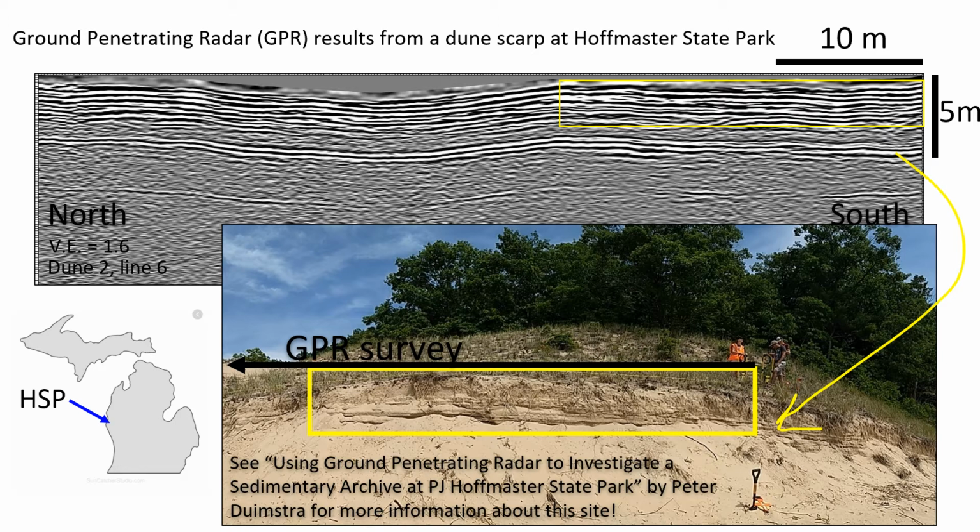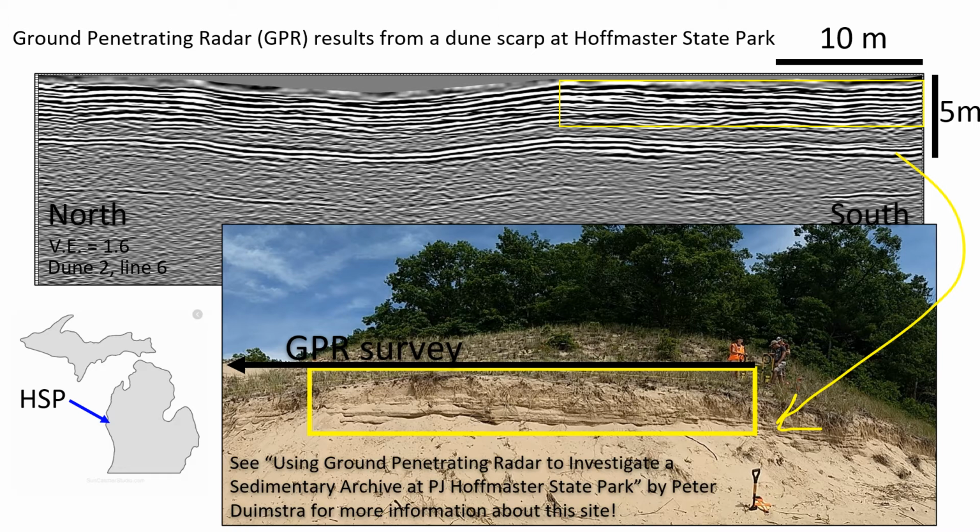These black and white lines are the data. They're called reflections. We interpret these reflections as the layering of the dune sand. Because when comparing the data to the exposure, like comparing these yellow boxes, we can see the same structure pattern. It's not just a homogeneous pile of sand. The wind has deposited this dune in distinct layers.